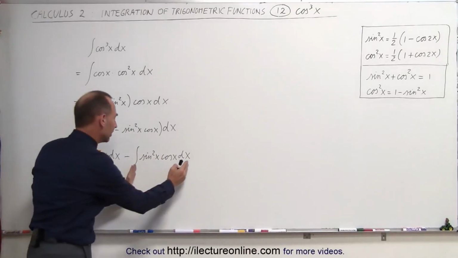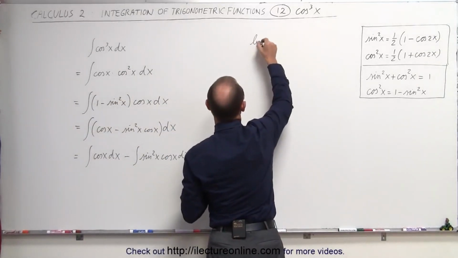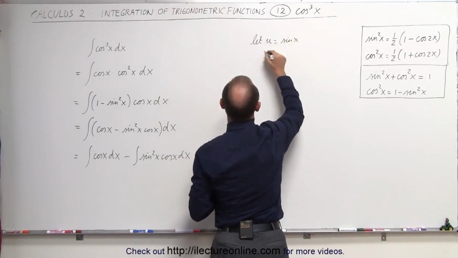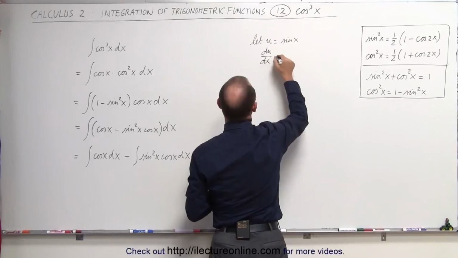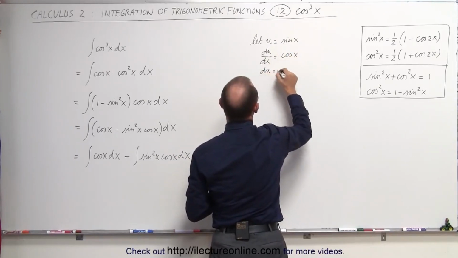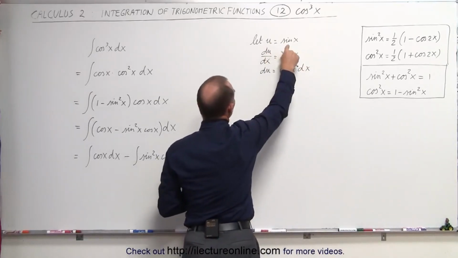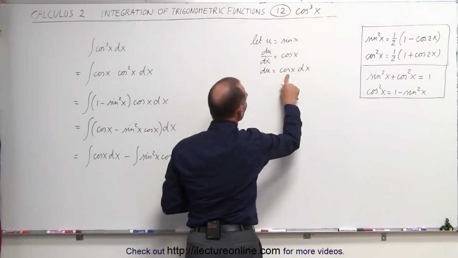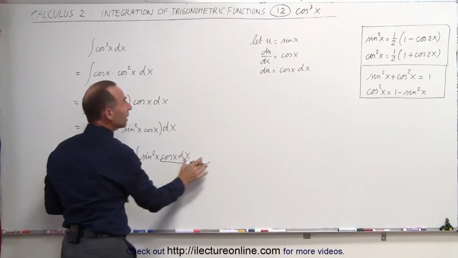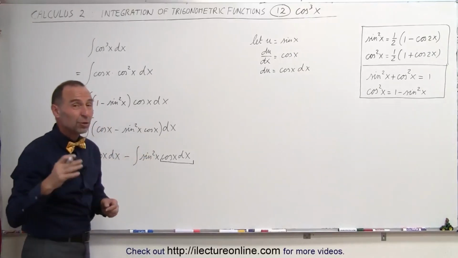In other words, for the second integration right here, I'm going to let u equal the sine of x. Therefore, du/dx is equal to the derivative of the sine, which is the cosine of x, or du is equal to the cosine of x dx. In other words, if I let u equal the sine of x, then du is equal to the cosine of x times dx, which is what I have over here. This here would be our du, and then u would be the sine of x, so the sine square of x would be u squared.